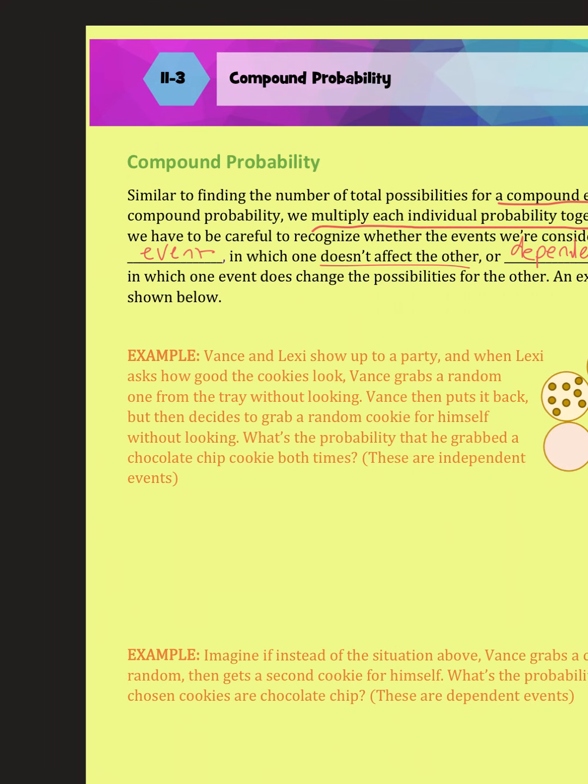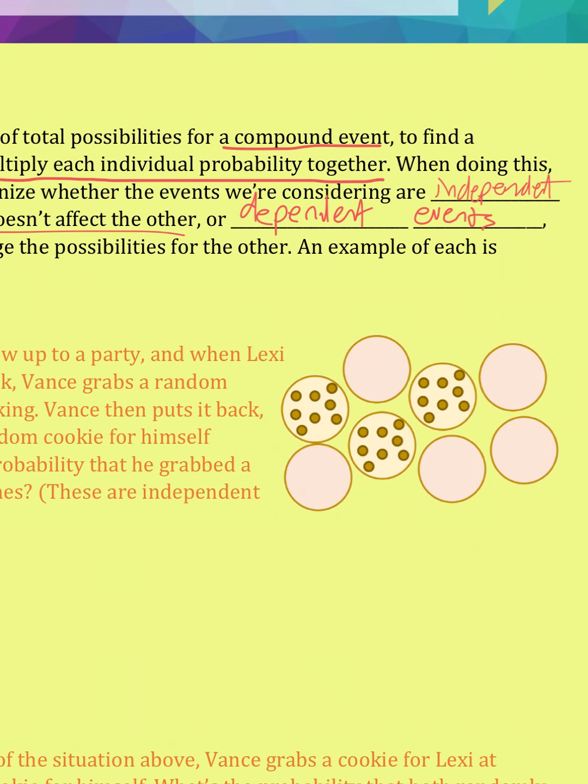Vance and Lexi show up at a party when Lexi asks how good the cookies look. Vance grabs a random one from the tray, then puts it back, but decides to grab another random cookie for himself. What's the probability that he grabbed a chocolate chip cookie both times? These are independent events. So let's look at the first one.